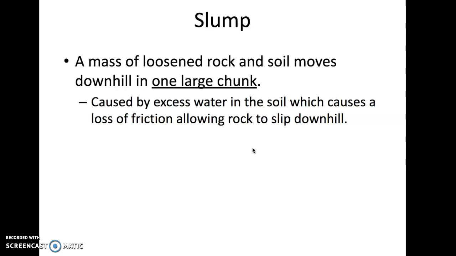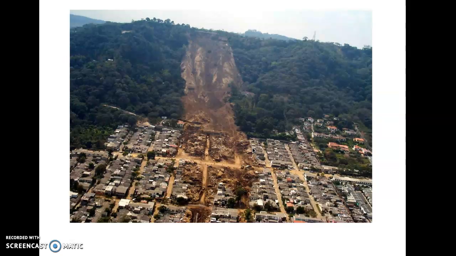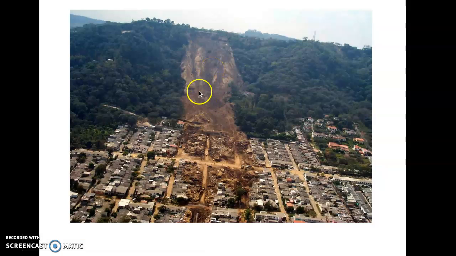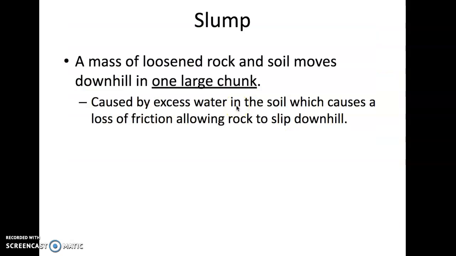A slump. A slump is a loosened rock and soil that moves downhill in one large chunk. So while our landslide over here was a bunch of sediment kind of following each other, so this wasn't very tightly compact at all, our slumps are compact. This again is caused by excess water in the soil, which causes a loss of friction, allowing rock to slip downhill.